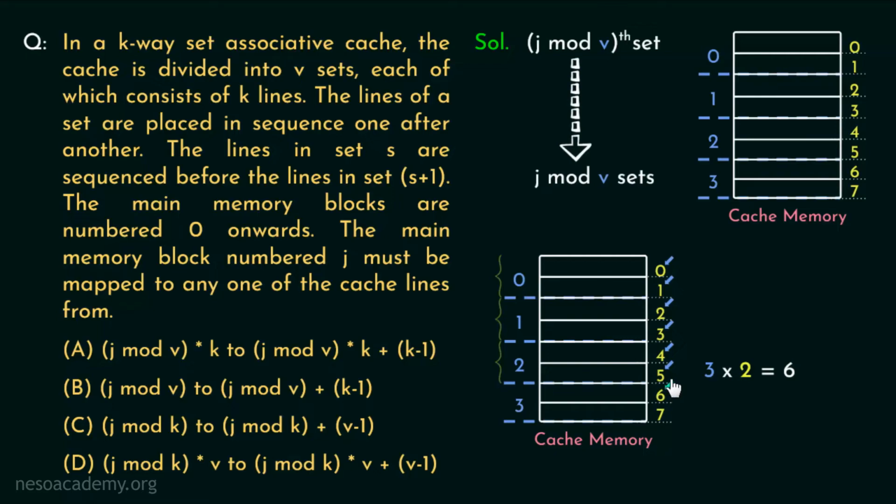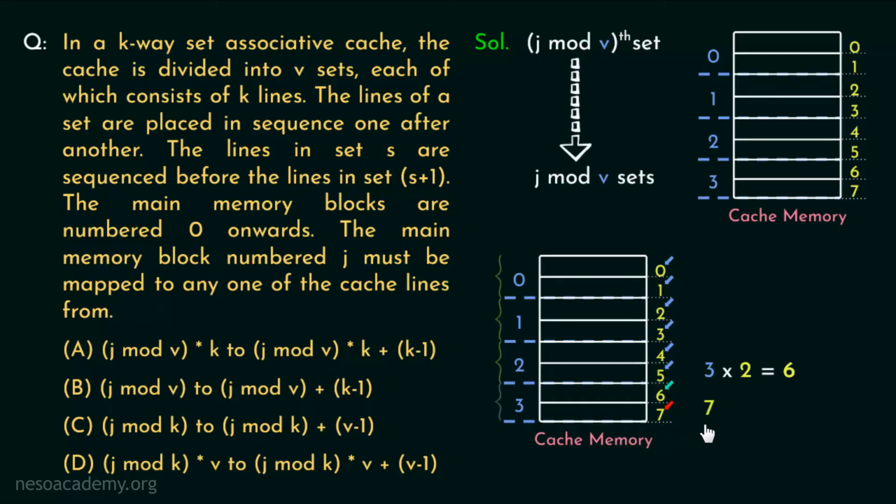Now, how did we calculate that? We multiplied the number of sets with the number of lines in them, which practically gave us the first line inside the set number 3. Now if you observe carefully, in the set number 3, the last line happens to be the line number 7.